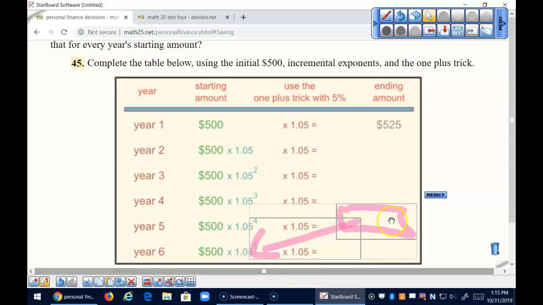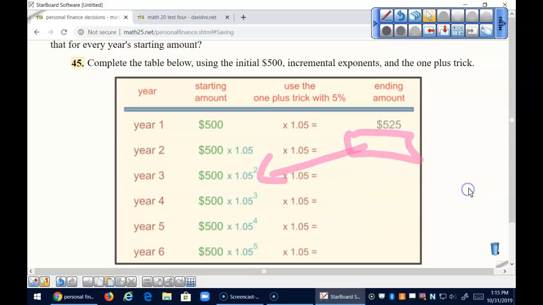So this is where we get our pattern, that it doesn't matter how many times I do this. If it was year 10, it would be 500 times 9 1.05s from everything before, and then the 10th one, the 10th year. So we can write a nice pattern of that.